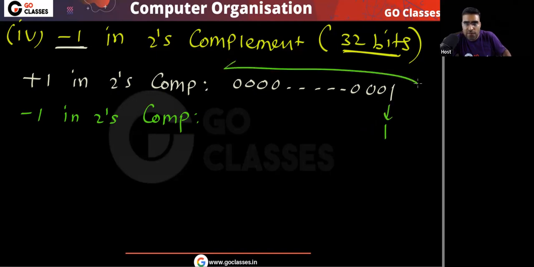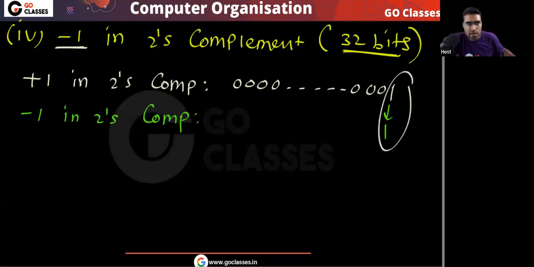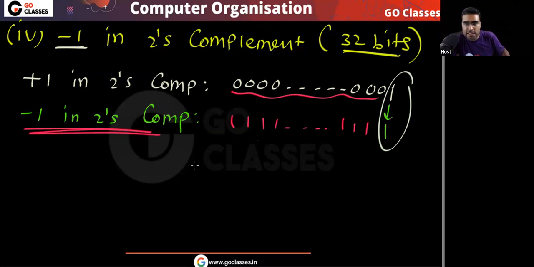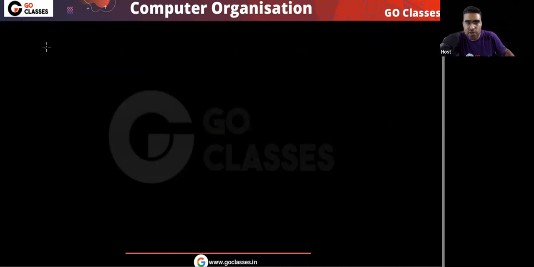See, go from left to right till the first one as it is. Okay, but then complement everything. Now you complement everything. Okay, so you can see minus 1 in 2's complement, that is actually all ones. Is this clear? See what I'm saying.